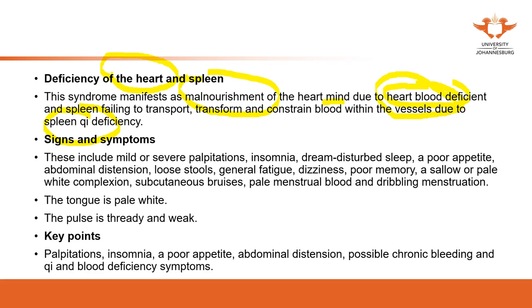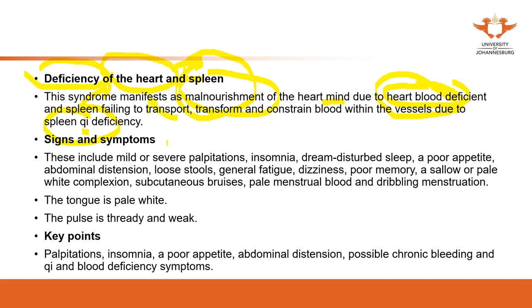Again, we mentioned about the classic, the middle jiao, which are the spleen and the stomach, receive the food and the water from the food you eat. It transforms into qi, and the qi goes to the heart. The heart transforms the qi into red color. It becomes the blood. So in this process, the spleen is where the acquired qi and blood come from. Deficiency of the spleen will result in deficiency of the heart.